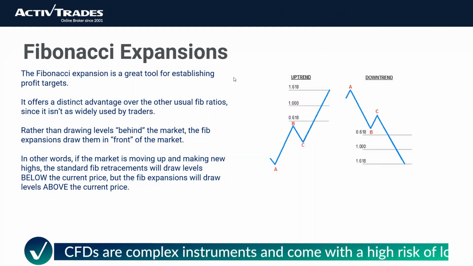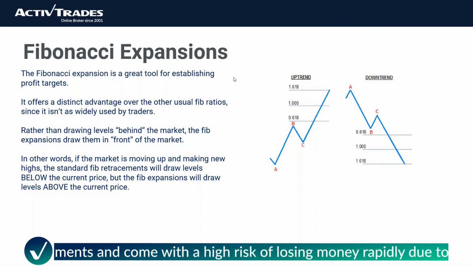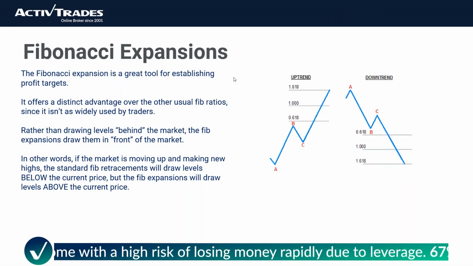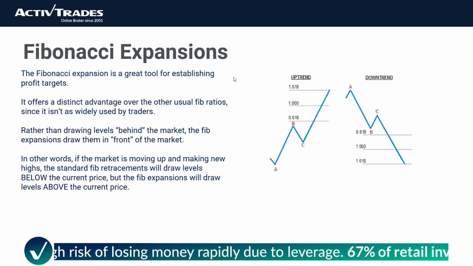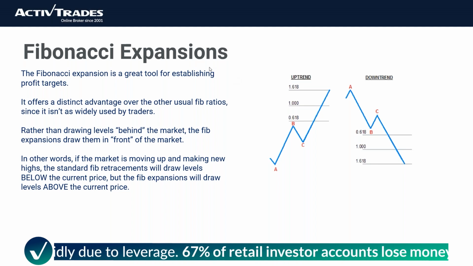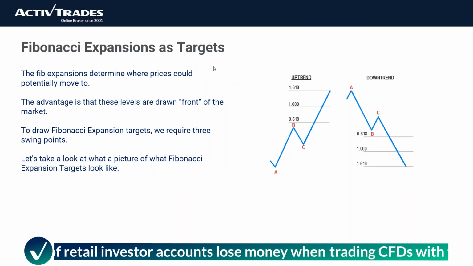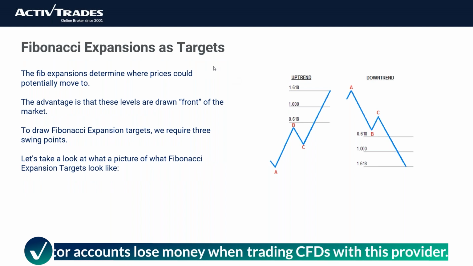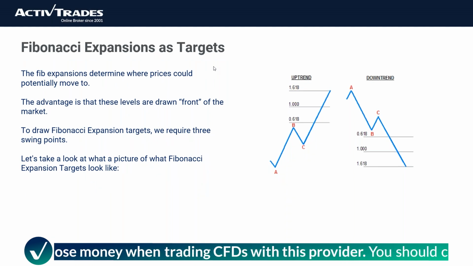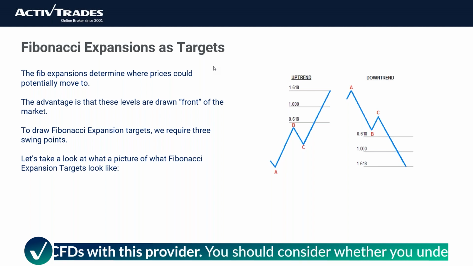At the moment, I just want you to understand what traders are talking about when they're talking about Fibonacci expansions or Fibonacci extensions. It is the Fibonacci ratio projection in front of the possible trader moves. So as it says, Fibonacci expansions determine where prices could potentially move to, and the advantage is those levels are drawn in front of the market.